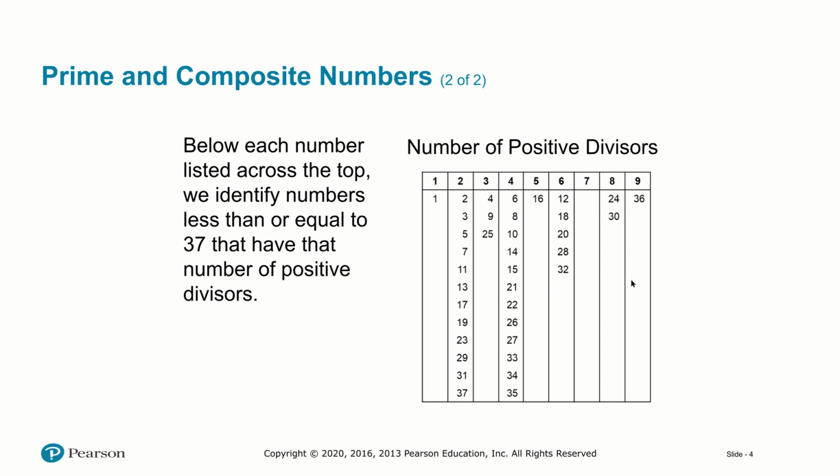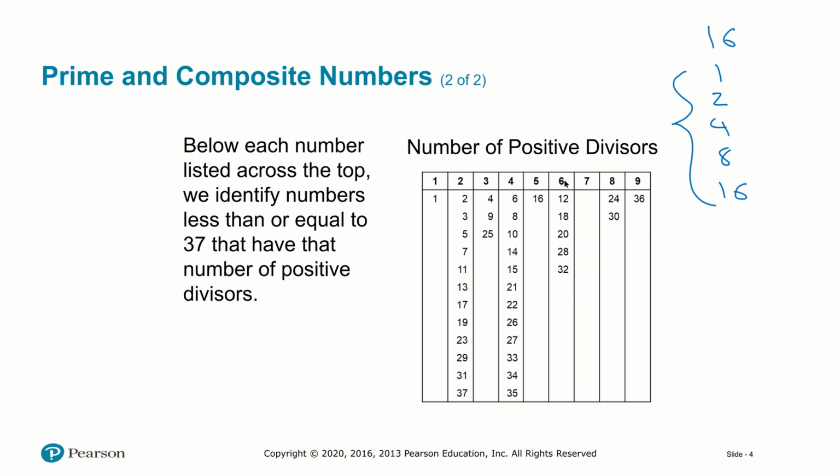Let's just take a look at 16 and see why that makes sense. 16, we know, has the following divisors: 1, 2, 4, 8, and itself. That's why 16 is in this column. Take a look at these numbers and convince yourself that each of these numbers has 6 divisors.